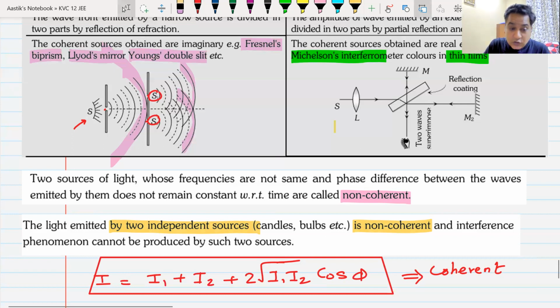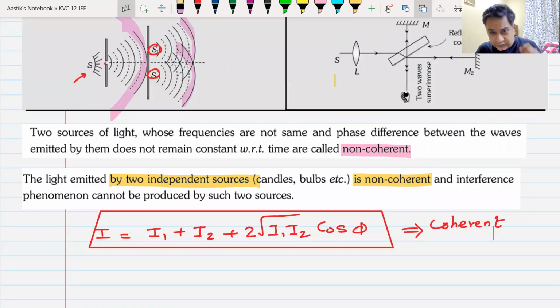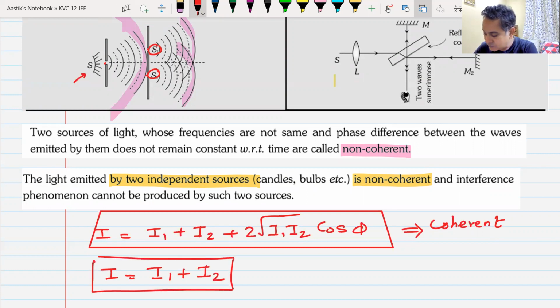If the sources are non-coherent, and I've seen a question come on non-coherent sources, that is why I'm insisting so much on this topic, because it is hardly covered. For non-coherent sources, what will be the formula of intensity? Again, this is a question of knowing or not knowing. If you know, you know it. If you don't know, you don't know it. Formula for non-coherent source remains like this. This is the formula of resultant intensity for non-coherent sources.